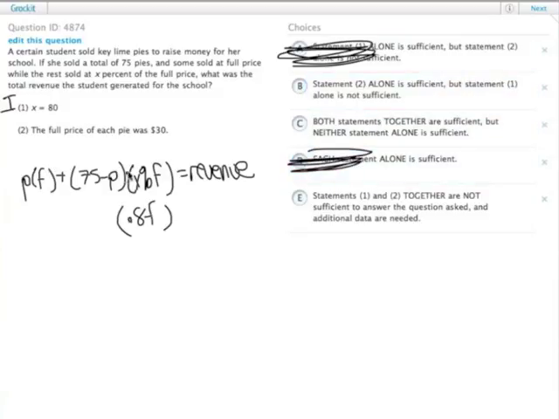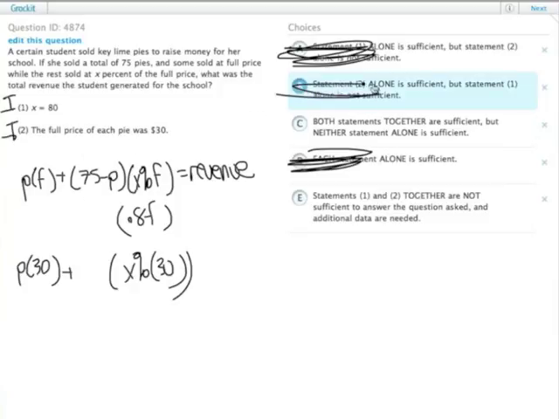Statement 2 tells us that the full price of each pie was $30. So this tells us that P times 30 plus, and here, with statement 2, we don't know what X is. So we still have X percent of 30 there. So statement 2 is clearly insufficient.